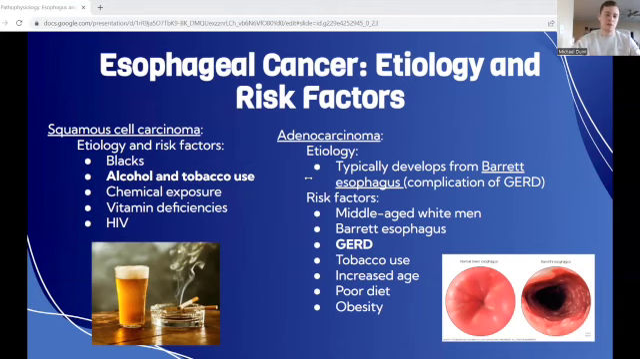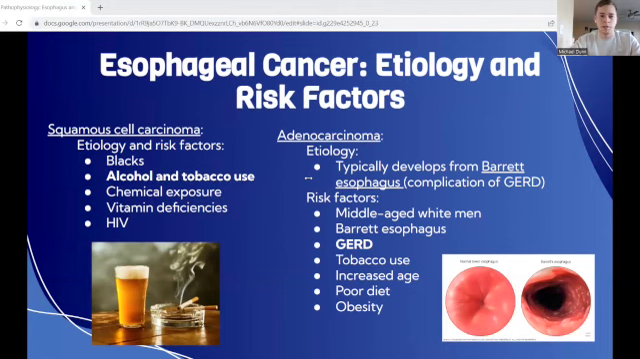Etiology for adenocarcinoma, the big one here, it typically develops from Barrett esophagus. This is a complication of GERD that may have been talked about already. But with GERD, you can kind of see in the picture there. And typically what you'll see is that the lining of the esophagus normally is kind of a white color. But with Barrett esophagus, it's kind of a red and velvety type of texture.